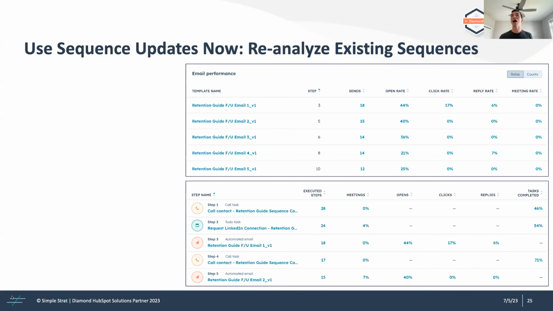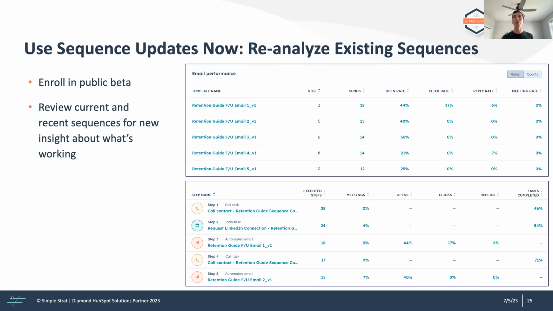So how to use them. I mean, it's going to be great for reporting on sequences in the future, but the beta is available to you now. So if you're running sequences today, my recommendation is to use them now to reanalyze your current sequences or your most recent sequences. So to do that, you would enroll in the public beta. And then you would go through and just review your current recent sequences for new insight about what's working.